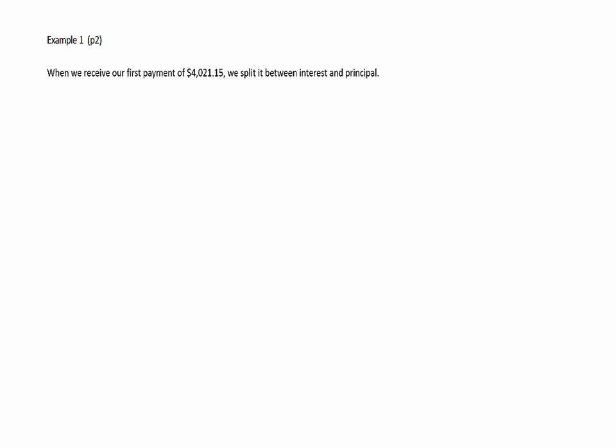When we receive our first payment of $4,021.15, the first order of business is to split it between interest and principal. So again, we receive cash of $4,021. We have a $10,000 receivable, which is bearing interest at 10%. So 10% of $10,000 is $1,000 of interest revenue. The other $3,021 is paying down the receivable itself.